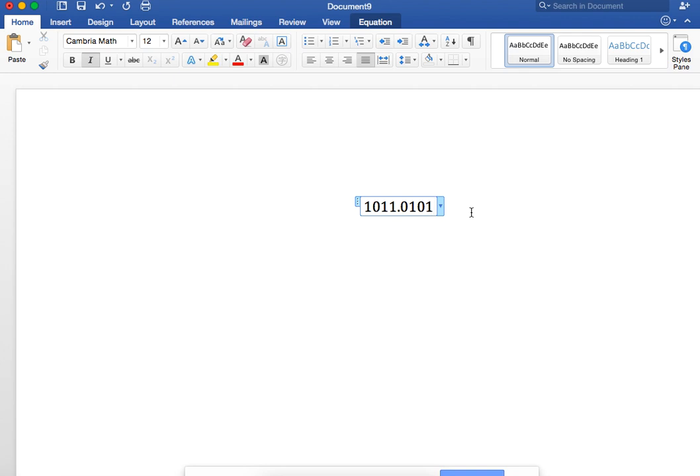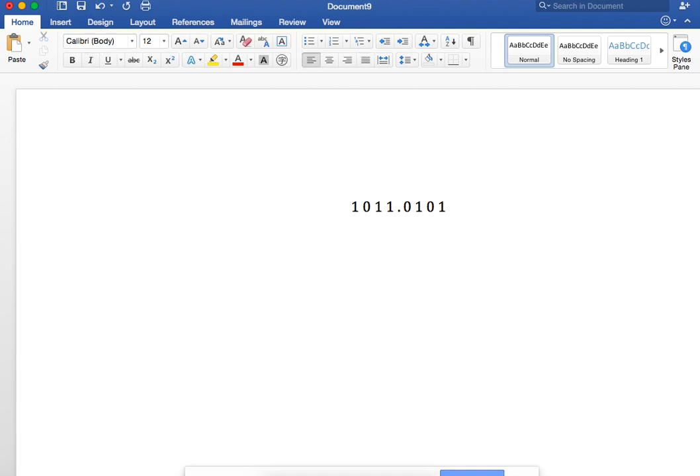For the integer part, the last digit represents 1. The second last digit is 2. Then 4. Then 8. Basically, it goes from 2 to the 0 power, 2 to the 1 power, 2 to the 2 power, then 2 to the 3 power. Let me put some space here so it's easier for me to explain.